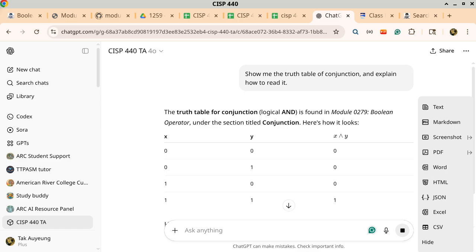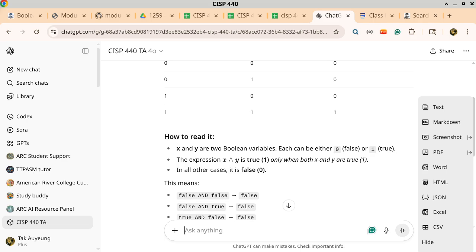So even names the module. This is the truth table and how to read it. X and Y are two Boolean variables. Each can be a 0, false, or 1, which is true. The expression X and Y is true if and only if both X and Y are true. In all other cases, it is false. So that's how we read the truth table.